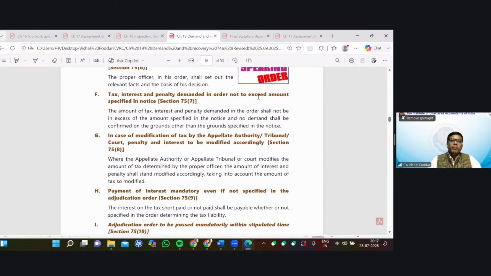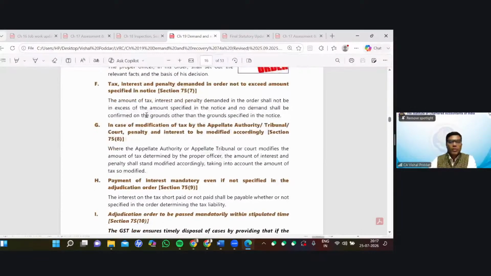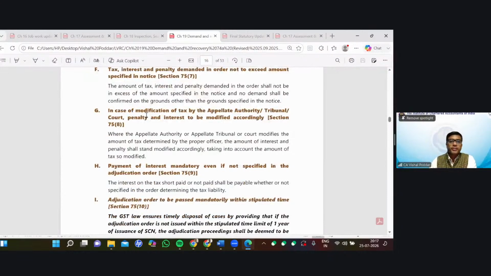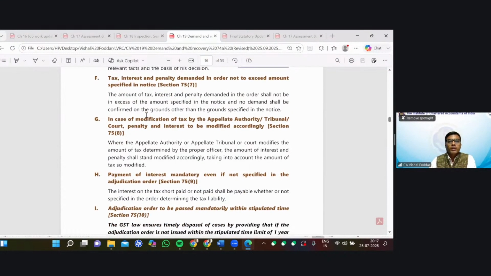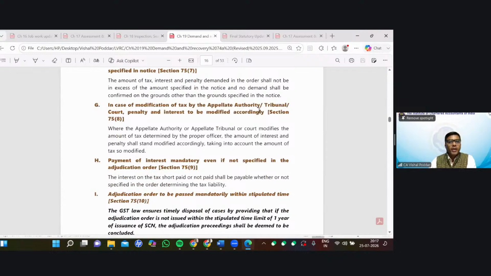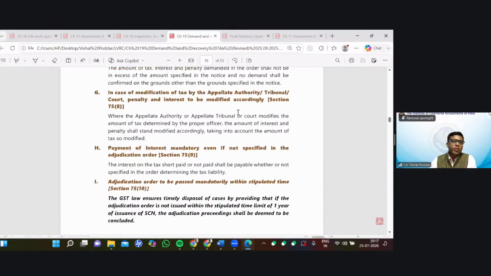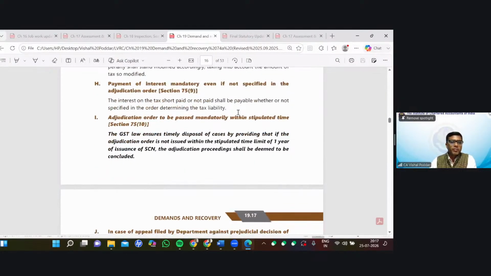Tax, interest, penalty demanded in order not to exceed the amount specified in notice. Again, this is a precondition. You have to ensure that whatever tax was demanded originally in the show cause order should not go beyond that. Next, in case of modification of tax by appellate authority, penalty and interest automatically will get modified because it is dependent and connected with tax. Next, payment of interest mandatory even if not specified in the adjudication order.